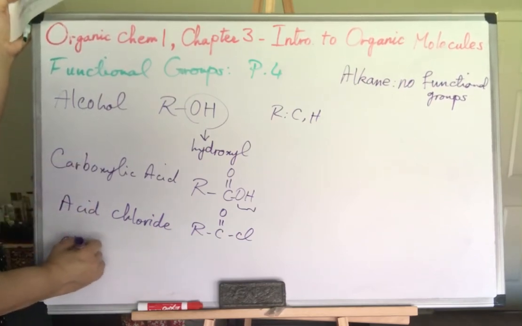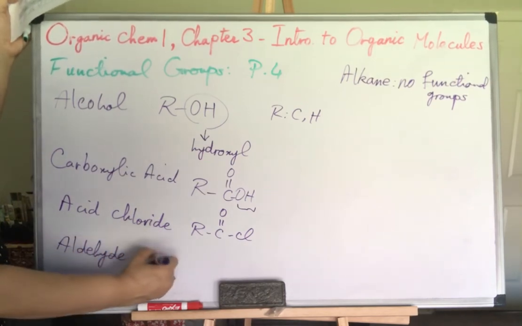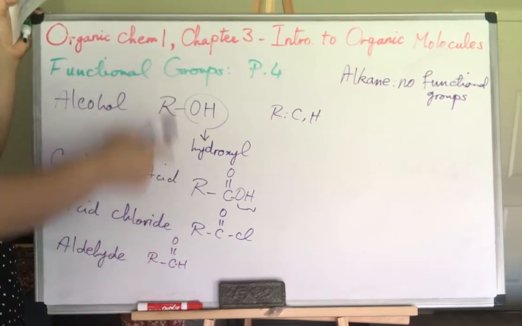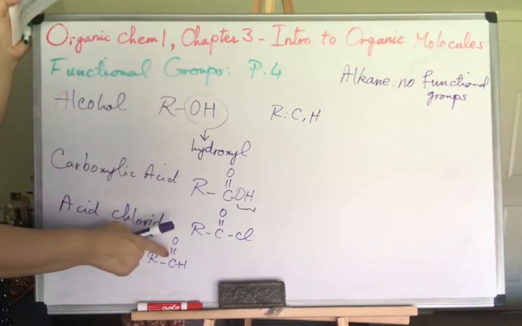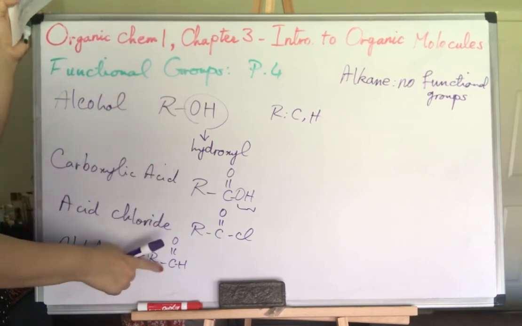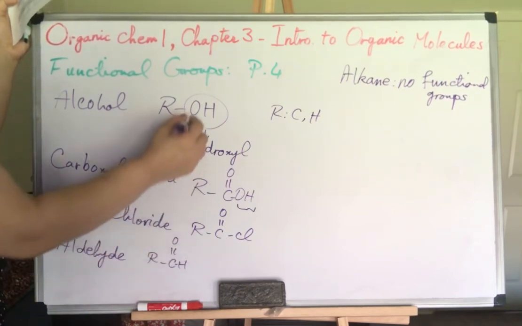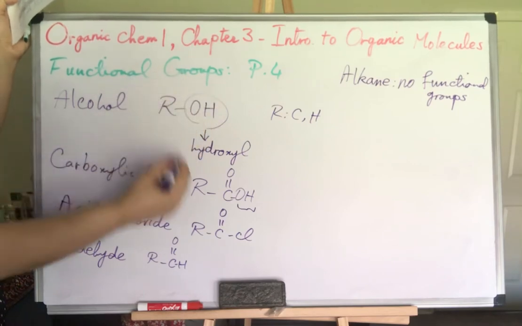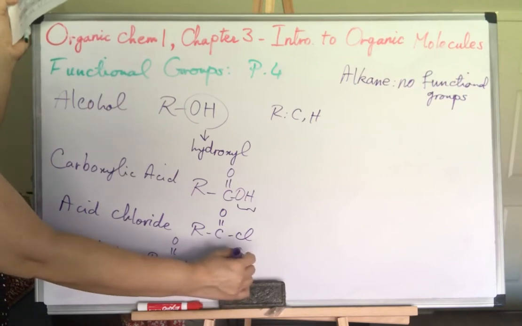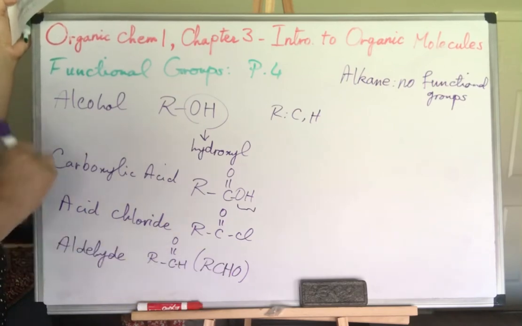Aldehydes are COH. They're a little bit similar to alcohols, but the difference is in alcohols we have a carbon-oxygen single bond, but in aldehydes we have a carbon-oxygen double bond. So the way we write it is not RCOH, the way we write the aldehyde is RCHO. Please learn it. RCHO.